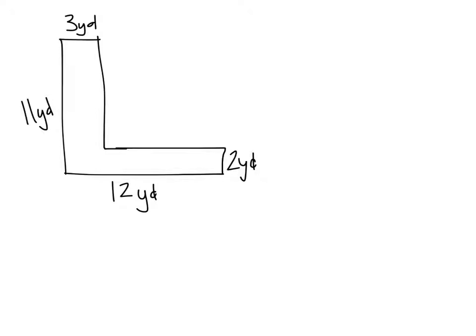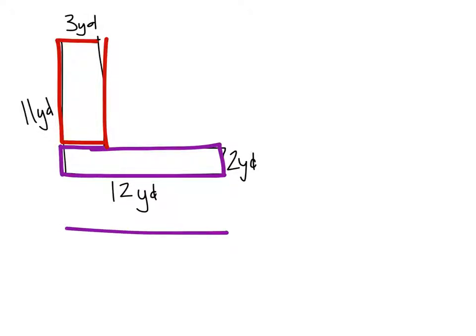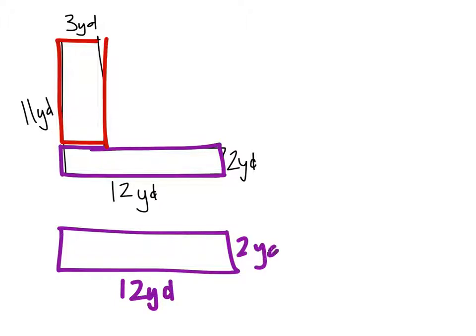What I'm going to do just to start out is cut this rectangle into two separate rectangles. So I have this purple one right here, then I've also got this red one right here. Now those aren't completely the dimensions. The purple one is dimensioned off very well. So this side would still be 12 yards and this one's 2 yards.